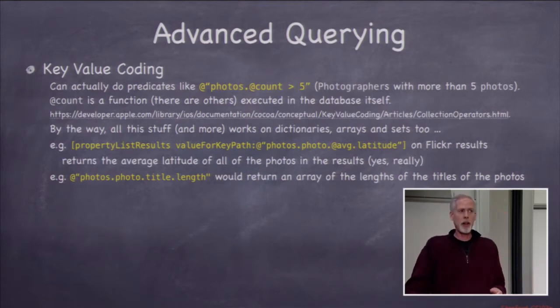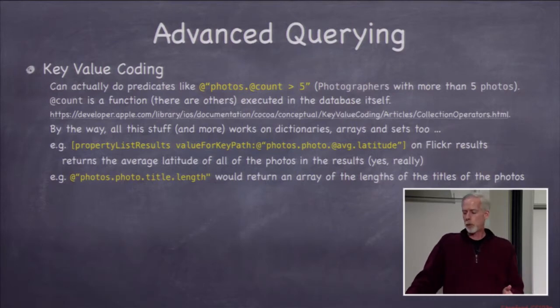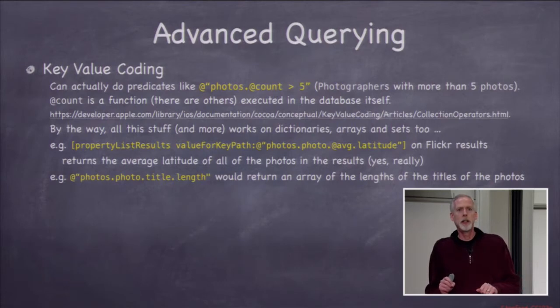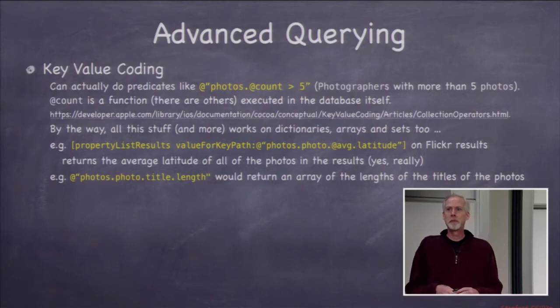I put a link in here. I don't usually put links in my slides, but this one is worth looking at. And this works for any key value coding thing, like dictionaries. So go back to the Shutterbug and try doing property list results, value for key path, photos.photo.@average.latitude. Anyone hazard what that returns? Yeah? Like the average latitude of all the photos. Correct. It returns the average latitude of all the photos. So that's something for you to have fun with.